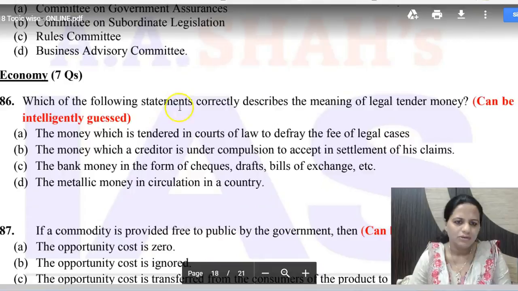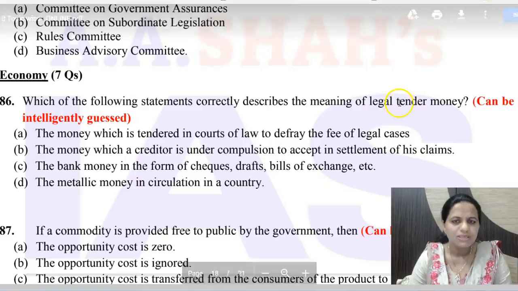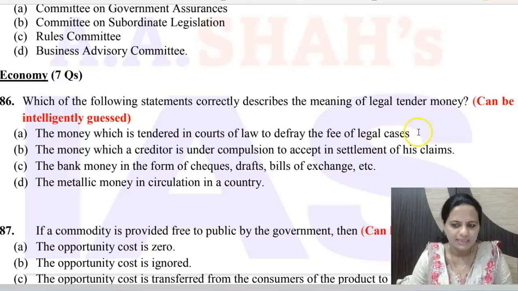So the first question is, which of the following statements correctly describes the meaning of legal tender money? So this has been very much in use with respect to cryptocurrency too. So legal tender money is the money which the government issues as such. So the money which is tendered in courts of law to defer the fee of legal cases. Because the term legal comes, this option has been framed as such, which is incorrect.